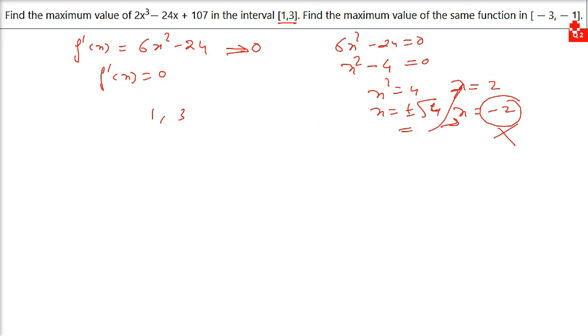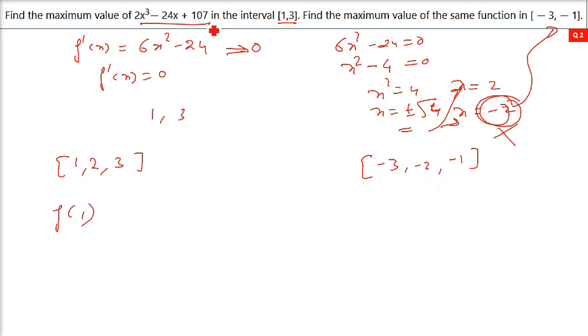But when we go to the second part of the question, it is -3 and -1. We already have -2 here. So we will use -1, -2 and -3. So I'm including 2 here with 1 and 3, and I'm including this -2 with -3 and -1. So these three values have to be placed in the original equation, that is F1 we have to find out. Original equation. So I'll just put this 1 as the value and try to find out the final value.